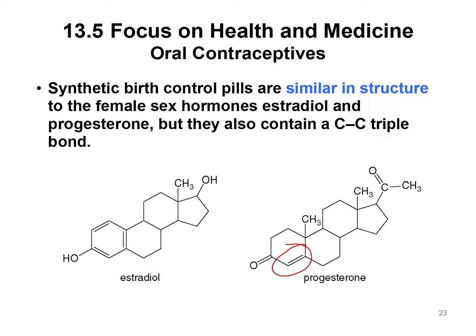You also see, again, some more double bonds here. These are oral contraceptives or birth control pills. They're designed to mimic natural hormones in the female, such as estradiol and progesterone. They contain double as well as triple bonds.